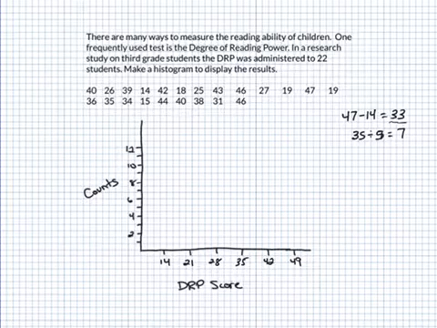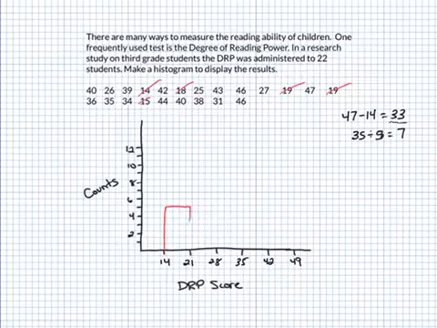So between 14 and in this case 20, we have 1, 2, 3, 4, 5. There's 5, so we're going to draw a bar up to 5. And remember, this bar does not include 21. The next bar will include 21.